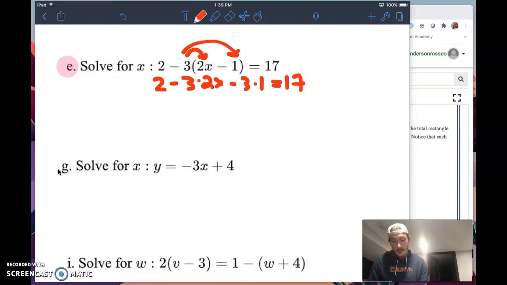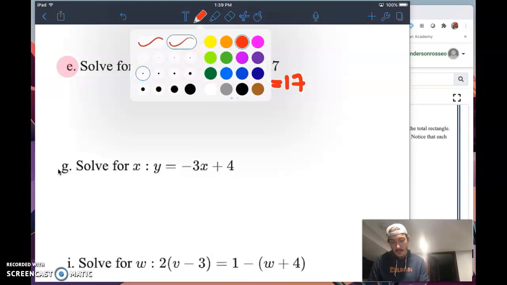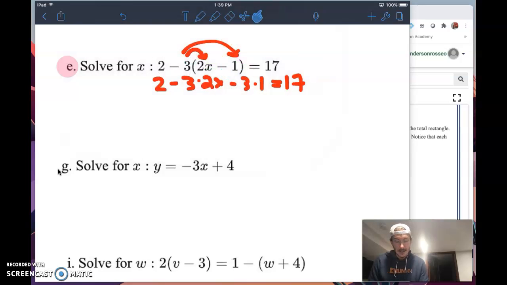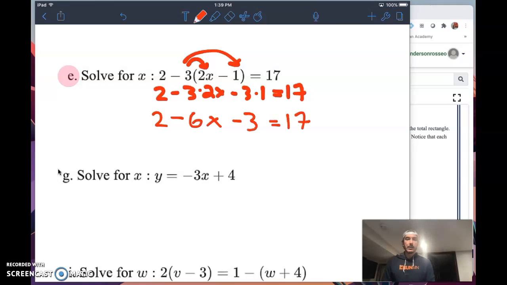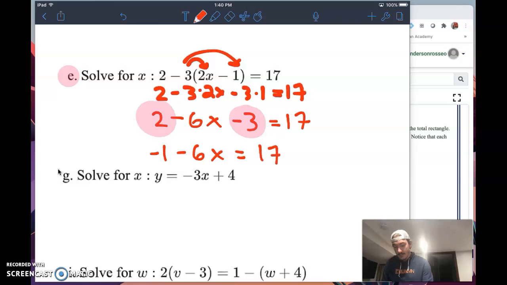Now, you maybe don't need to write out that multiplication. Maybe you just want to go ahead and actually do it. But if you want to write it out, you definitely can. All right. This is then going to be 2 minus 6x minus 3 equals 17. And now let's go ahead and combine these like terms. I've got those two items there. And then 2 minus 3, right, is going to be negative 1 minus 6x equals 17.